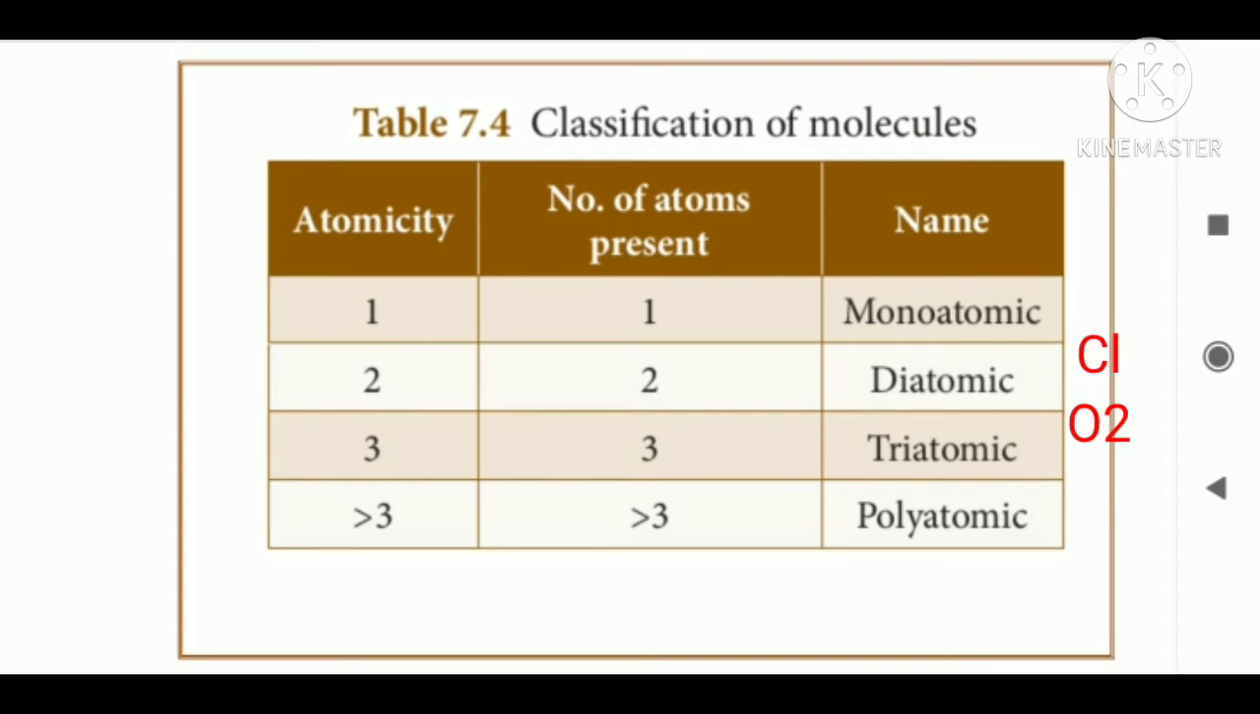First one is Cl. The number of atoms is 1, so the atomicity is also 1. That is a monoatomic molecule. Another one is O2. The number of atoms is 2, so that is a diatomic molecule. Then CO2: the number of atoms is C1 and O2, so the total is 3. That is a triatomic molecule. Last one is NH3: nitrogen 1 and hydrogen 3, so greater than 3. That is an example of a polyatomic molecule.